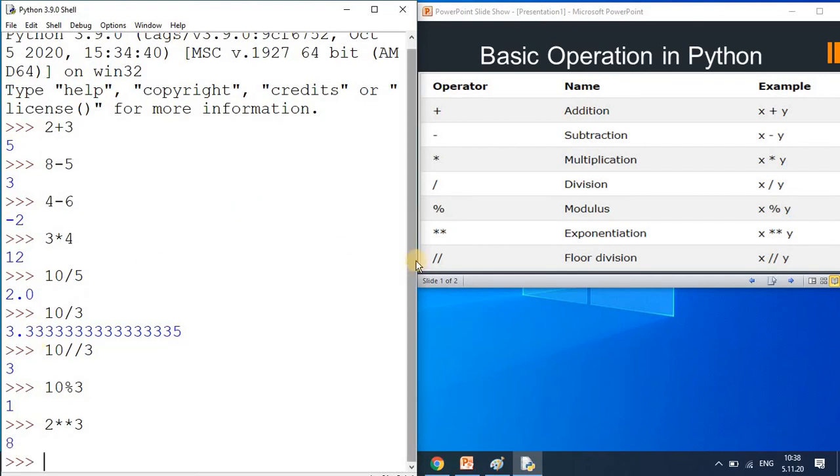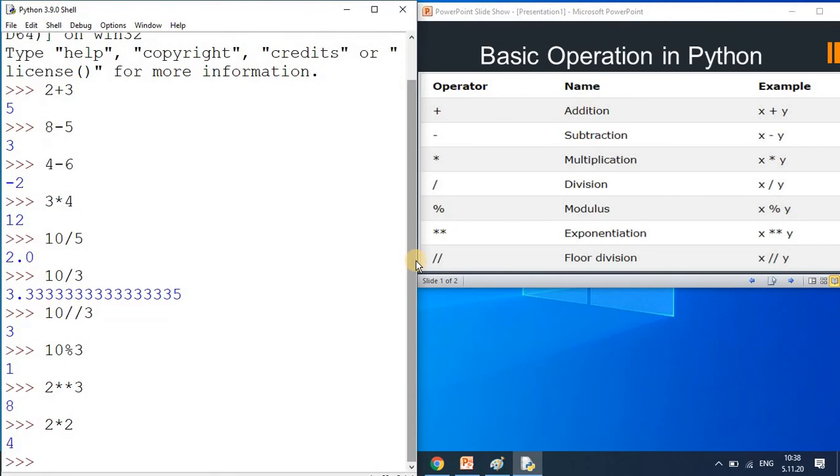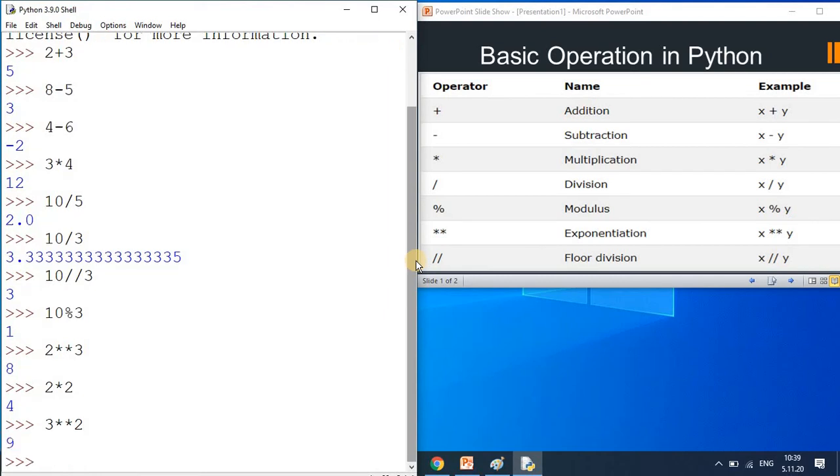Okay, so if you learn in mathematics, then you can easily understand. Suppose I take 2 into 2, the calculation will be 2 into 2, so the answer will be 4. If I take 3 power 2, then 3 will be multiplied by itself 2 times, that is 3 into 3, so your answer will be 9. So in this way it will be working out.